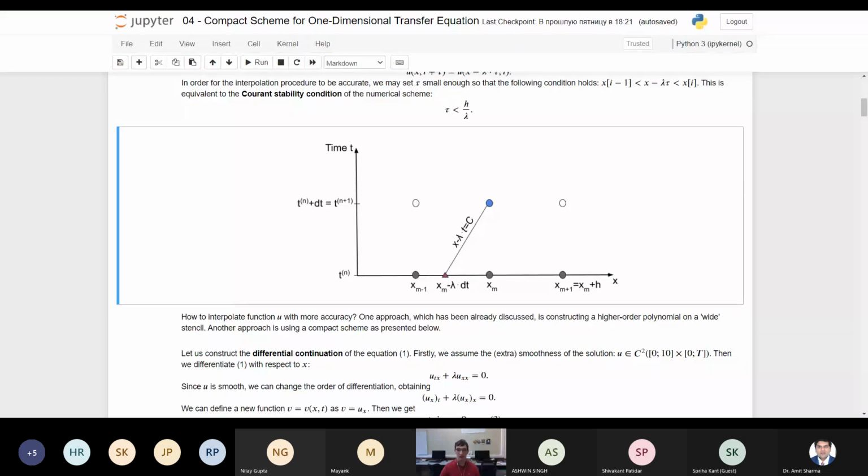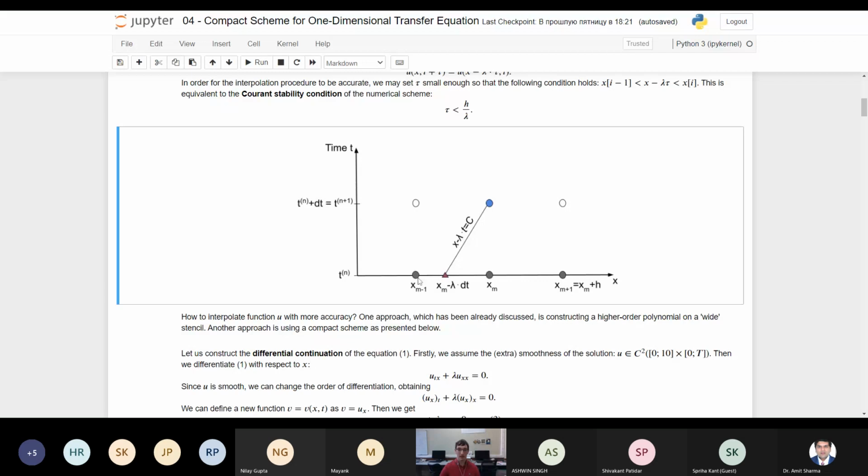One approach that you have already discussed is using wide stencil. For example, when you are using 2 points, you can only construct a linear interpolator, and it will result in the first order of approximation. But if you use these 3 points, you can construct a second order polynomial, and the order of approximation will be 2.